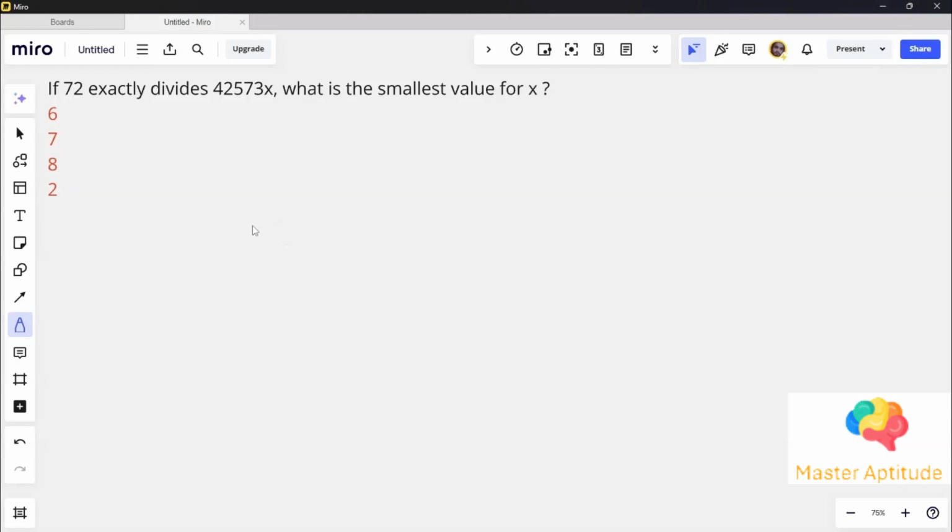So as you can see, this is our question. If 72 exactly divides 42573x, what is the smallest value for x? Let me tell you, the number is 72. And what is 72? 72 is nothing but 9 into 8. And these are co-prime.